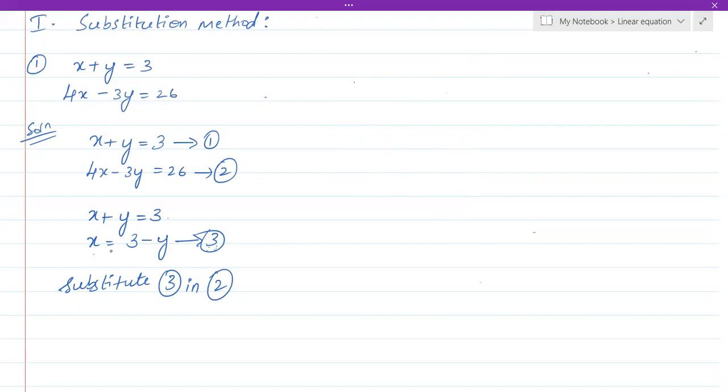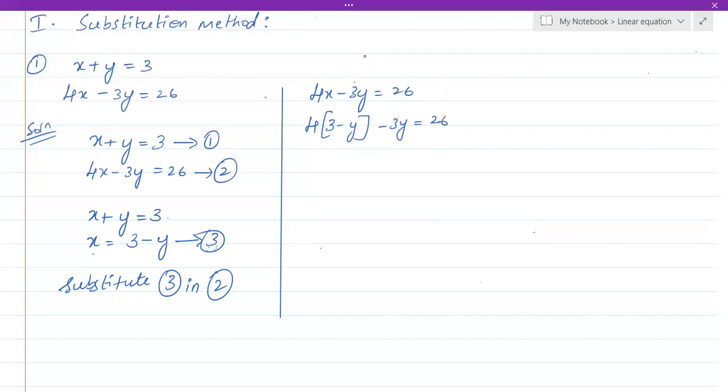So what is our equation 2? Let me draw a line. Our equation 2 is 4x minus 3y is equal to 26. Now, instead of this x, as you can see, x is equal to 3 minus y. So in place of this x, we're going to substitute 3 minus y. Close the bracket. Minus 3y is equal to 26.